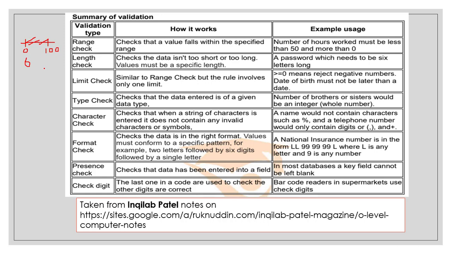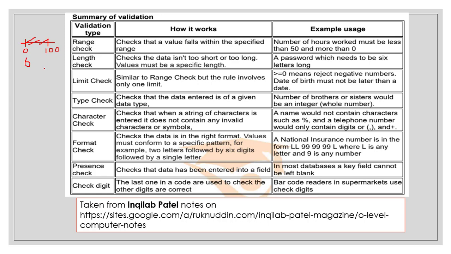Now, limit check is the same as range check, but it involves rules basically on one limit, maybe greater or equal to 0. If it is above that limit, accept it; maybe reject negative numbers, like you can see from the table, greater or equal to 0. Next you have type check.